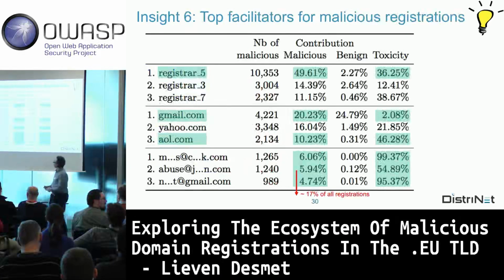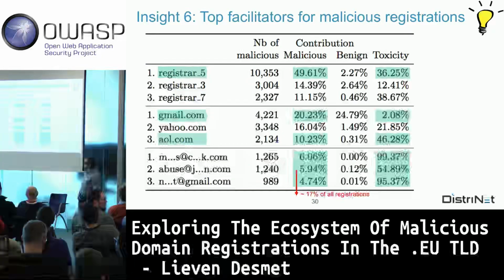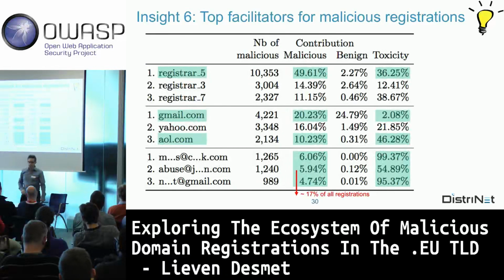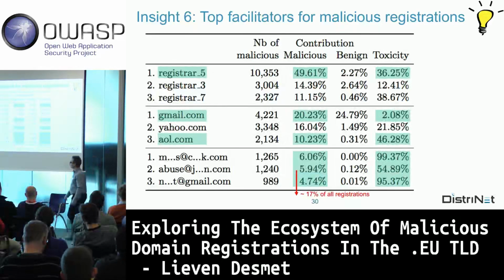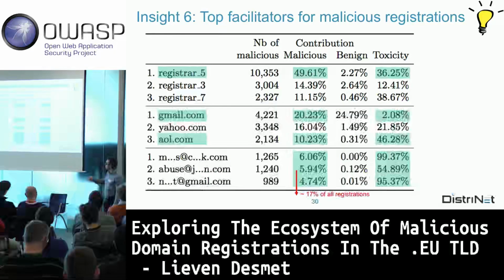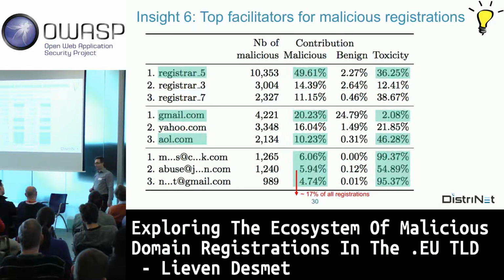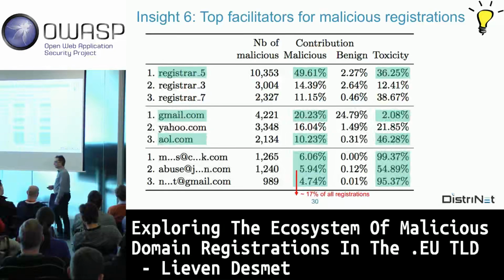And the third thing that I wanted to focus on in the top enablers are the fixed email addresses used by attackers. If you just take the top 3 email addresses used by registrants in the registration database, they already account for around 70% of all the malicious registrations that we have in our database. Also interesting here, the first and the third email address are close to 100% toxicity. That means that whatever they register, be damn sure it's with malicious intent.